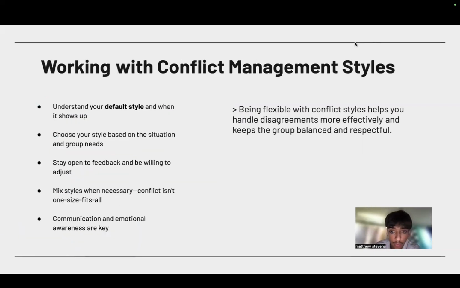And working with conflict management styles. So you want to first of all understand your default style and when it shows up. You want to choose your style based on the situation or the group's needs, staying open to feedback and being willing to adjust when appropriate. Mixing styles when necessary, because conflict isn't one size fits all. And communication and emotional awareness are key. Being flexible with conflict styles helps you handle disagreements more effectively and keeps the group balanced and respectful.